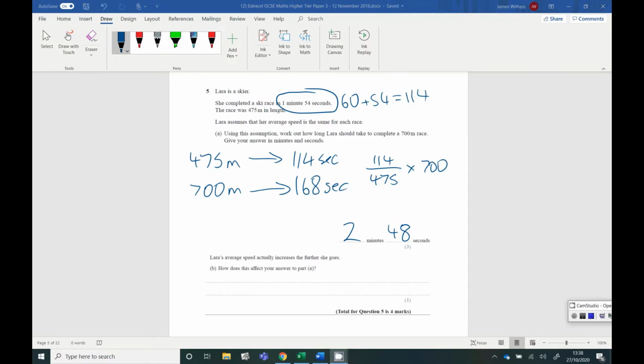Now for part B, we're told that Lara actually speeds up the further she goes. So she's going to be going faster over those meters after 475 meters. She's going to be completing it quicker, so it's going to take her less time. So how does this affect your answer to part A? Lara will take less time.